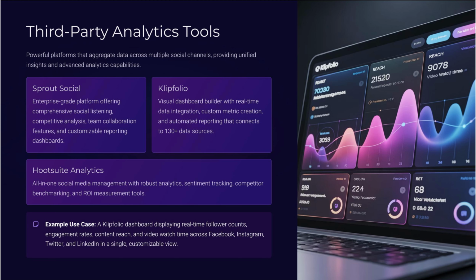Third-party analytics tools like Sprout Social, Klipfolio, and Hootsuite Analytics offer powerful data aggregation across social channels. Sprout Social excels in social listening and competitive analysis. Klipfolio provides real-time data integration and custom metrics. Hootsuite offers sentiment tracking and return on investment measurement. These tools enable comprehensive insights and unified reporting across platforms.